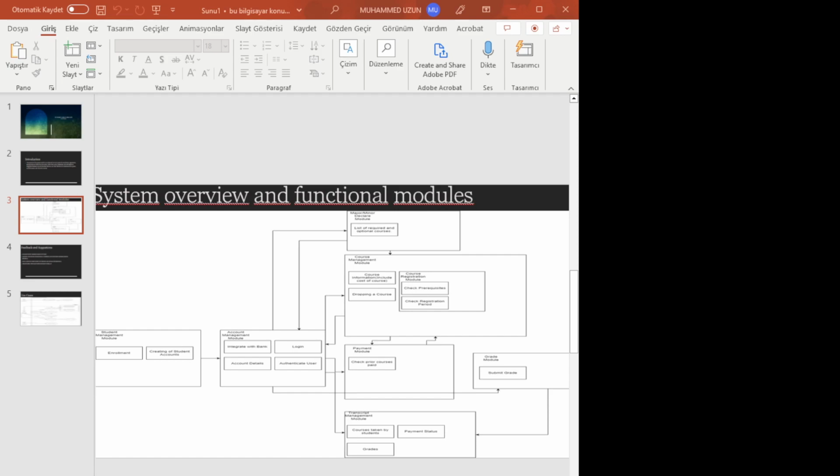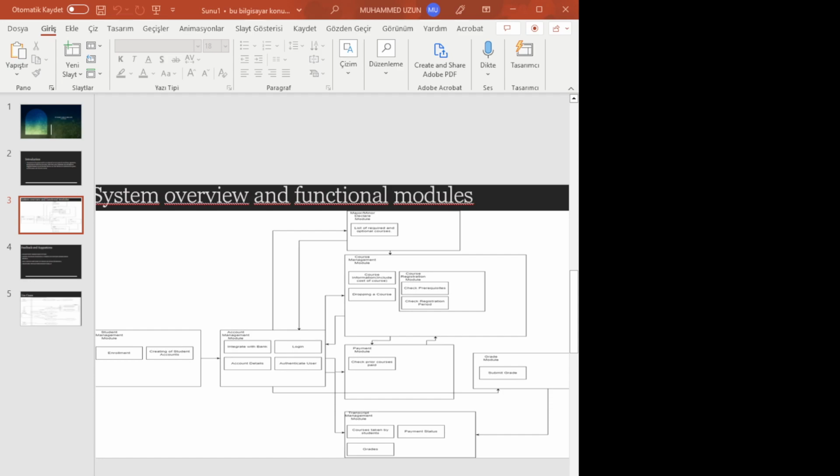This module interacts with all the modules because in order to do all this, the user must be logged into the account. And the major module allows students to declare their major and minor section, implying a list of required and optional courses. It interacts with the account management module and the course management module. There is bidirectional interaction here because any change to the major module updates the account management module. So there is bidirectional interaction.